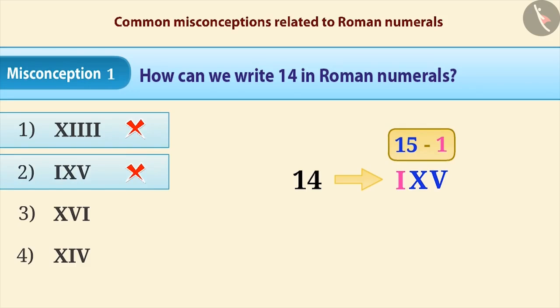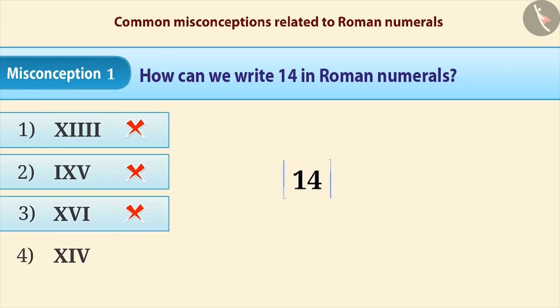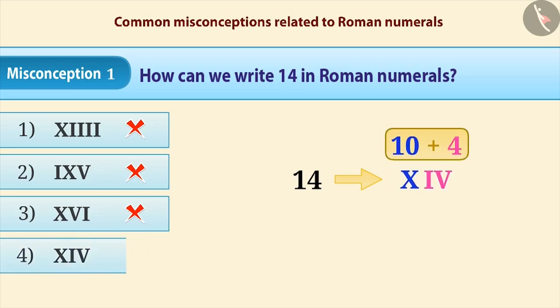Similarly, because of the confusion regarding writing a symbol to the left for subtraction and to the right for addition, the symbol of 1 is written to the right side of the symbol of 5. This is also a misconception. The correct way of doing this is to write it as the sum of place value of digits. Here 14 means 10 plus 4. By putting the symbol of 10 and 4 together, we get the correct result.